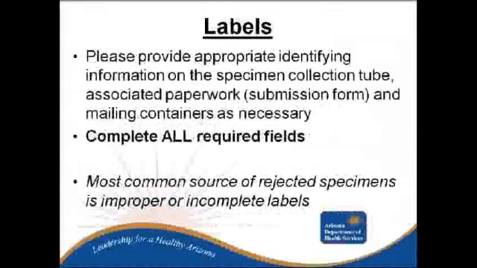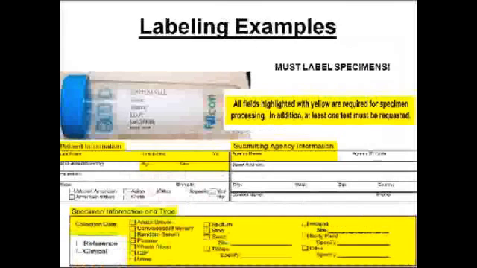Okay, for labeling your samples, please provide all the appropriate identifying information on the actual specimen collection tube, as well as the paperwork, which is the submission form, and any mailing containers as necessary. It is important that you are completing all of the required fields on each of those. Here's an example of our past version of a submission form, and you'll see that the required fields are highlighted in yellow.